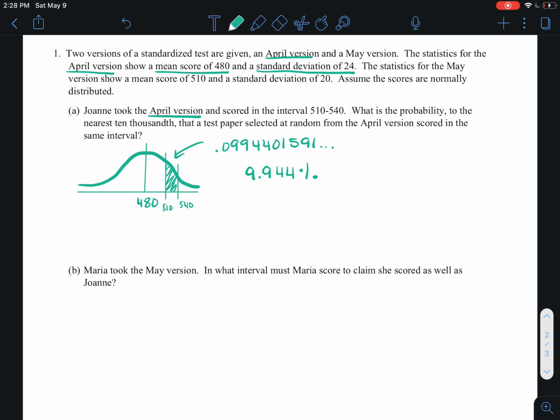Okay, now for part B, it says Maria is going to take the May version. In what interval must Maria score to claim that she scored as well as Joanne? So that's what we spoke about yesterday.